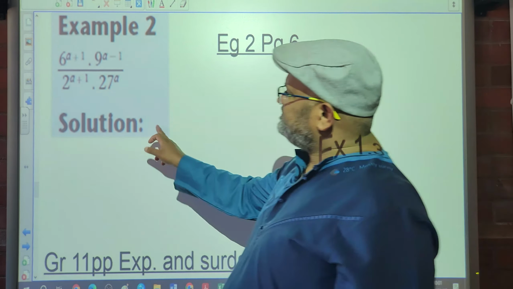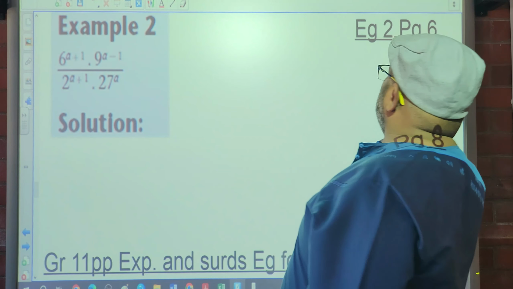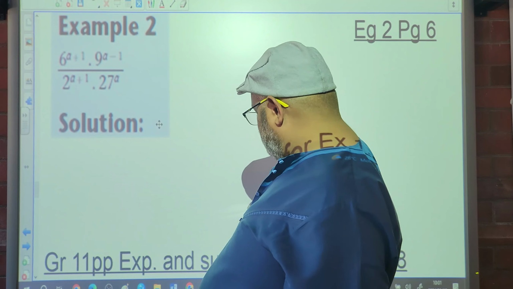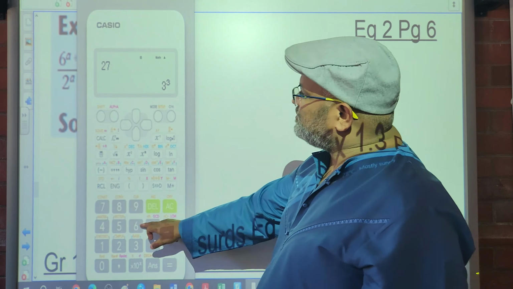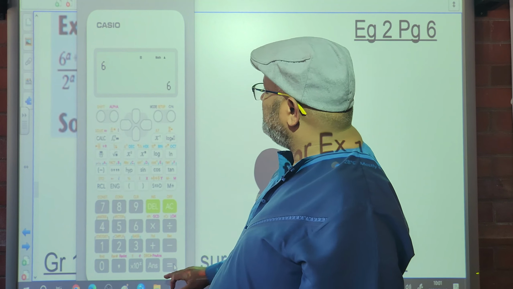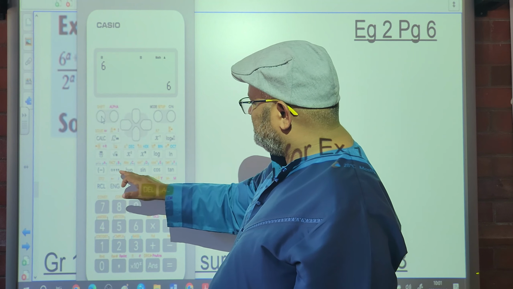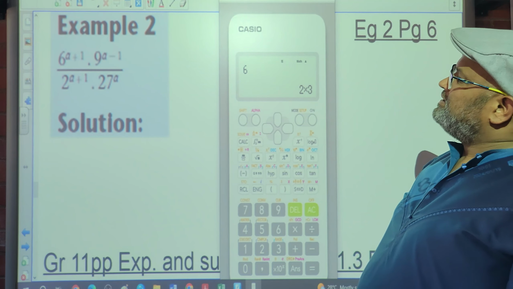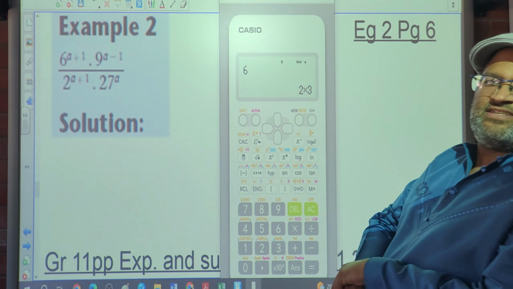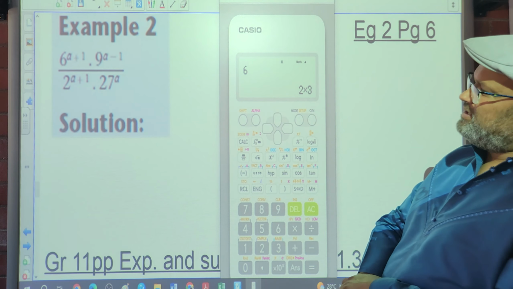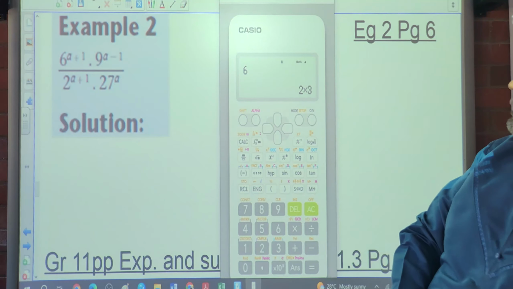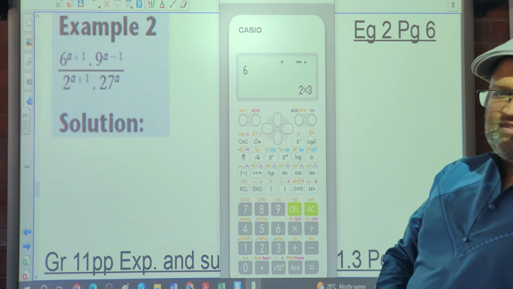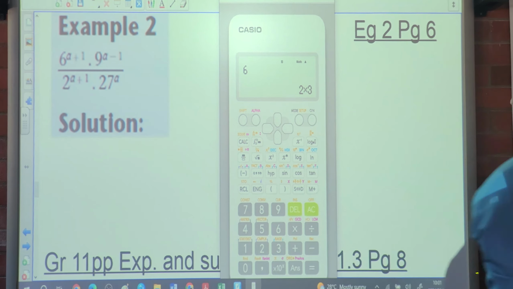Alright. So where do we start? Factorize the bases, not so? Alright, so we know that 6 can be written as what? 2 times 3. Yes. 9 can be written as? 3 squared. 2 can be written as? 2. 2 remains 2 because that's already in its prime base. 27 can be written as? 3 cubed, as we did in the previous sum as well.